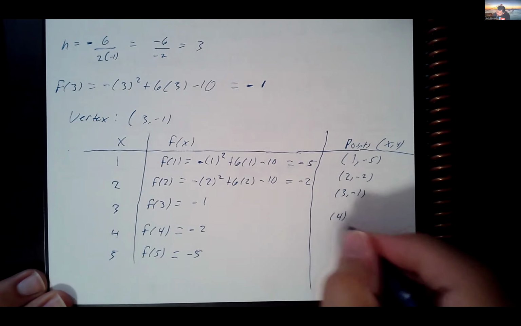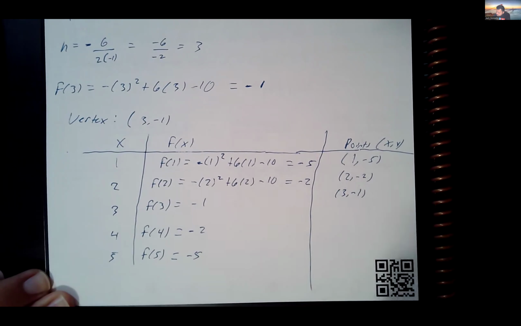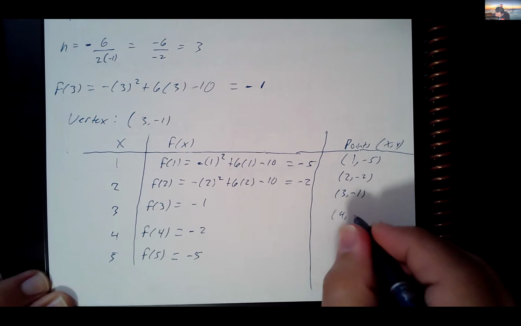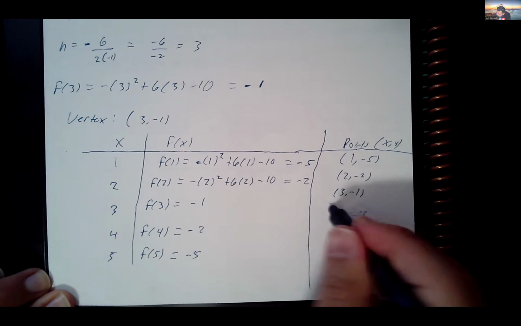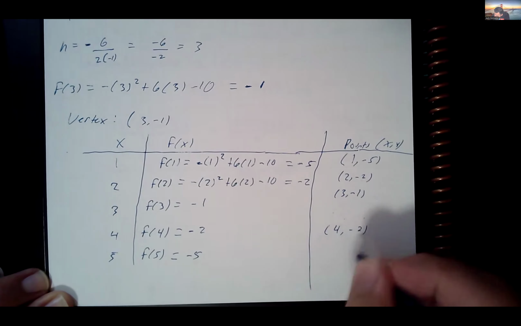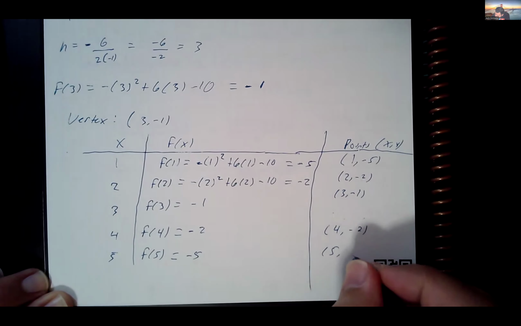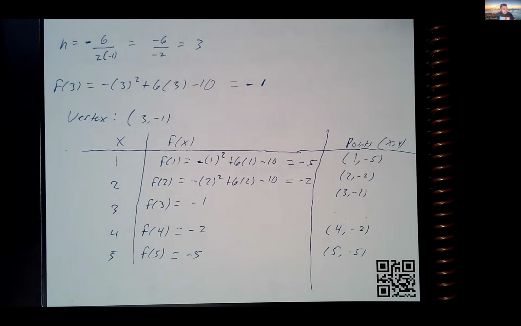Plug in 4, I get -2. Kind of low. Let me put that down here. We're not low enough. And then 5, I get -5. Anyway, so you would plot those 5 points. You start with the vertex and then plot 5 around it, and then that'll be it. Now, let's move on to another question.